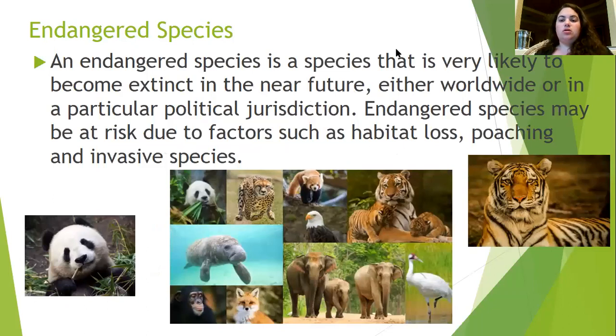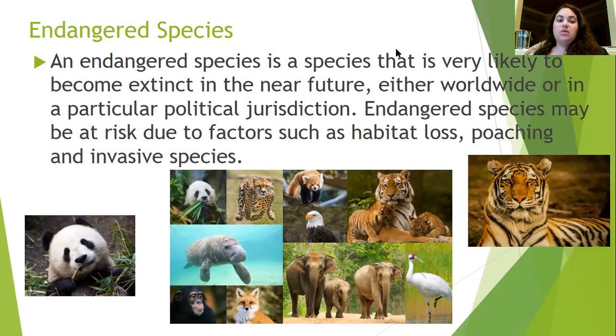All right, let me put myself over here. All right, an endangered species. So we have endangered and we have threatened species. So an endangered species is a species that is very likely to become extinct in the near future, either worldwide or in a particular political jurisdiction.